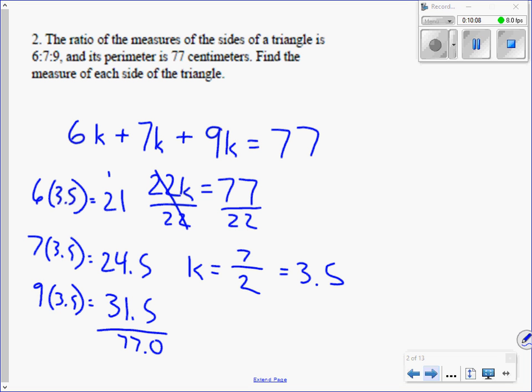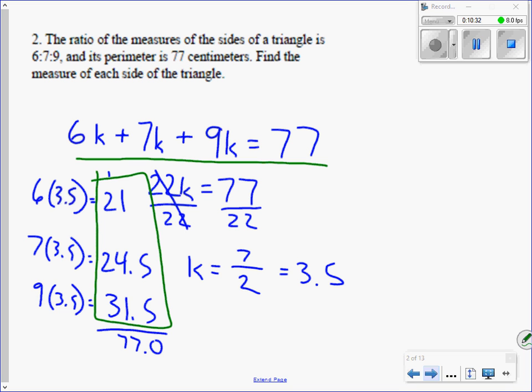Okay? So basically you start out and just create an equation and use algebra to solve that for that K value, that constant that we're looking for, that scale factor we're looking for. And you use that to plug back in if it asks for each side. So this is our actual answer. These are the three sides of the triangle. Find the measure of each side of the triangle. Okay?